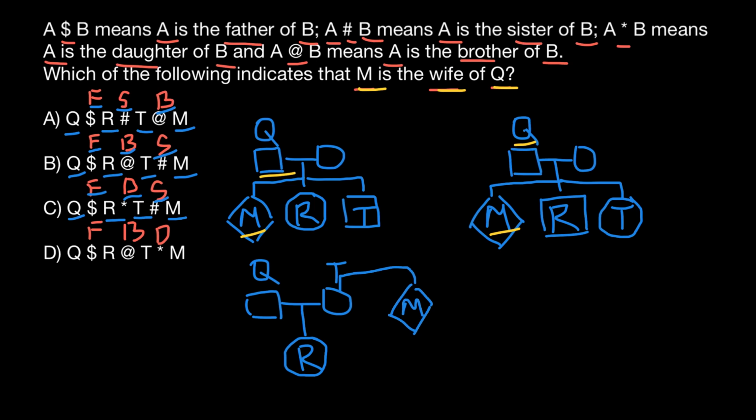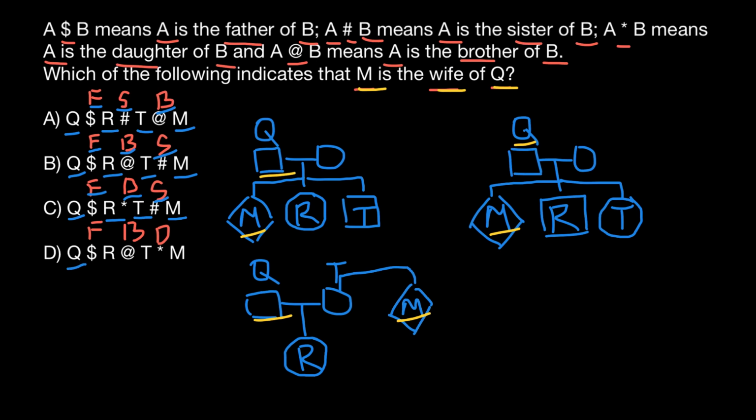So how is M related to Q? As you see, M would be a sister-in-law of Q or brother-in-law of Q. We don't know the sex of M. So now we know that the correct answer is D. If you're under pressure of time on your exam, you can circle answer D right away, but let's check.